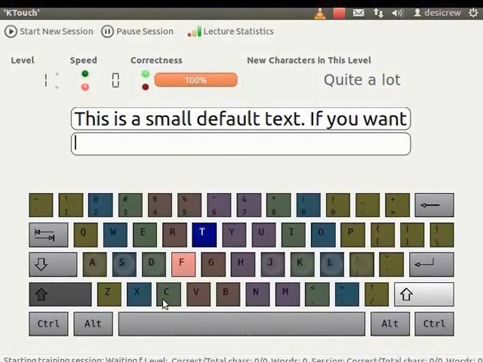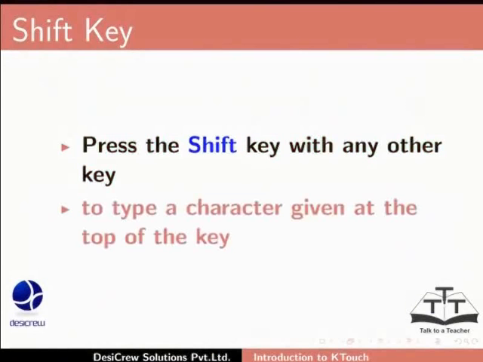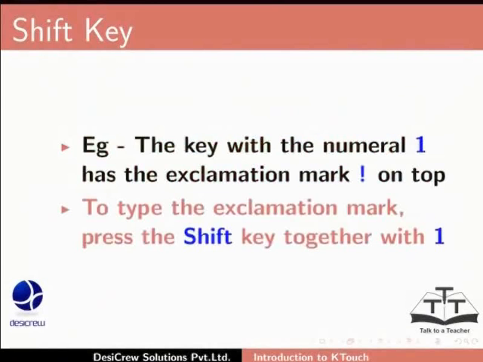The fourth line of the keyboard comprises alphabets, special characters, and the Shift keys. Press the Shift key together with any other alphabet key to type capital letters. Press the Shift key with any other key to type a character given at the top of the key. For example, the key with the numeral 1 has the exclamation mark on top. To type the exclamation mark, press the Shift key together with 1.